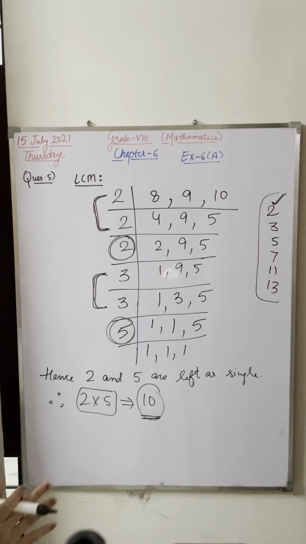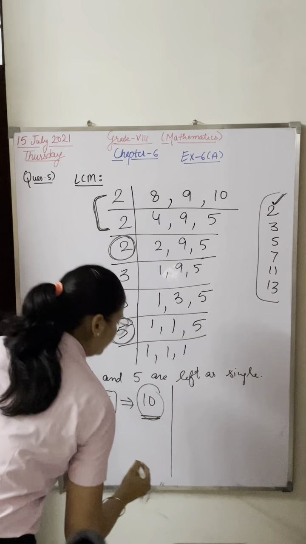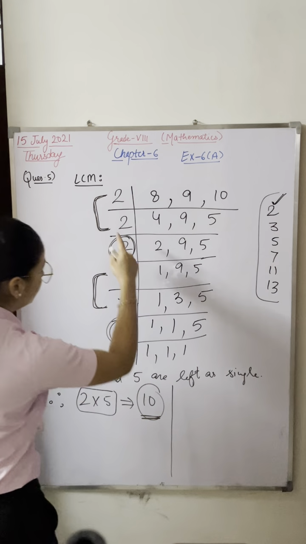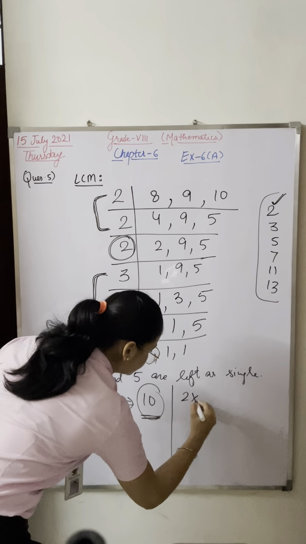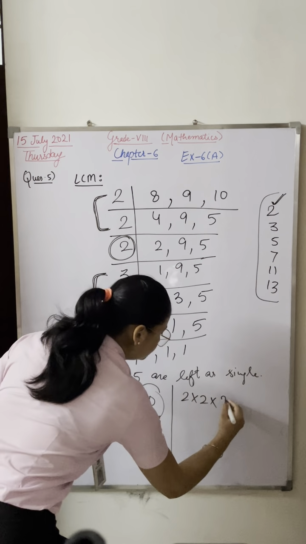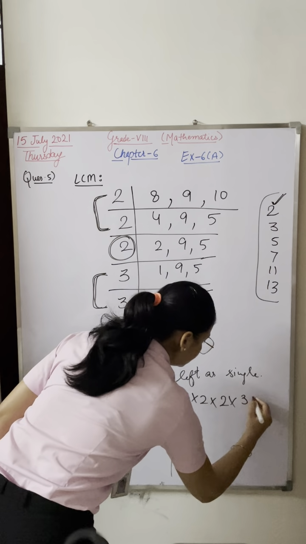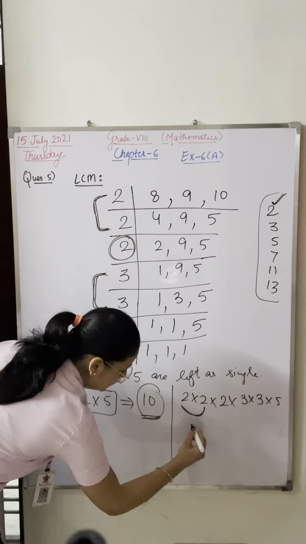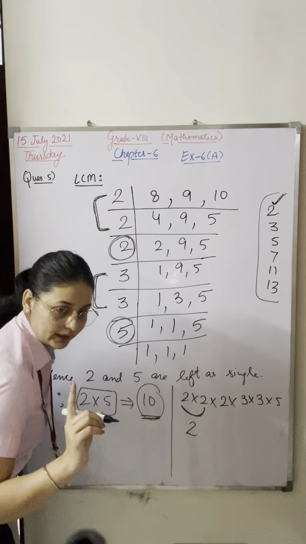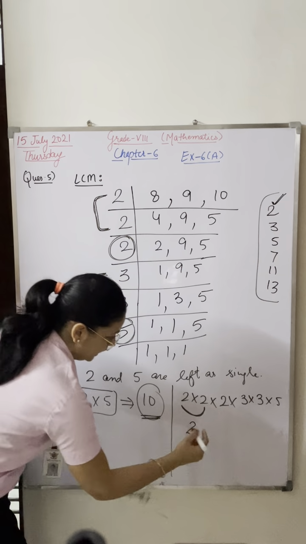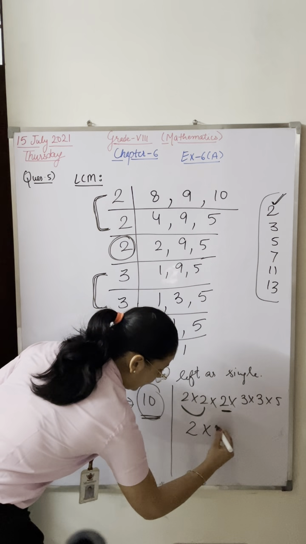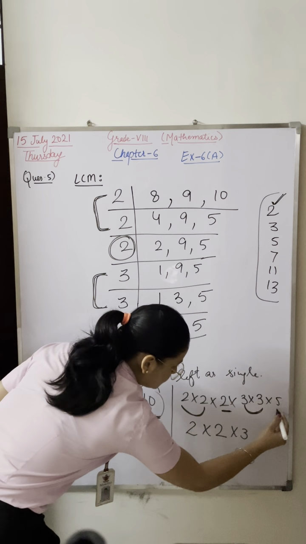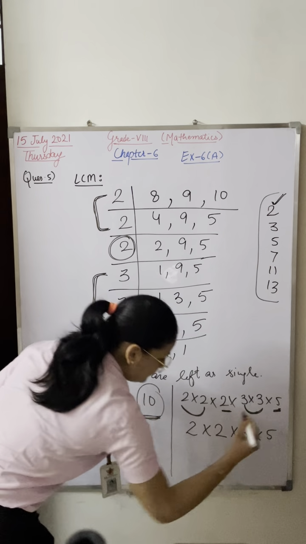Yes. First, before that, what do you have to do? Pick all the numbers: 2 multiplied by 2, then 3 into 3, and this 5. The numbers that are in pairing, write down one time. This number is single, write it down as it is. These two are in pairing, write down one time. This is single, write down one time.